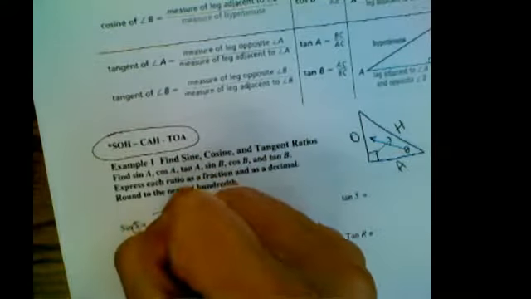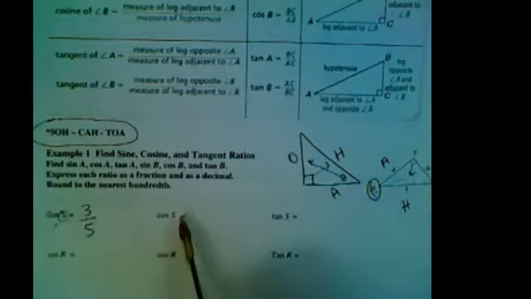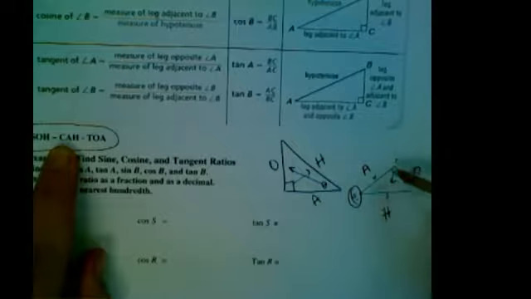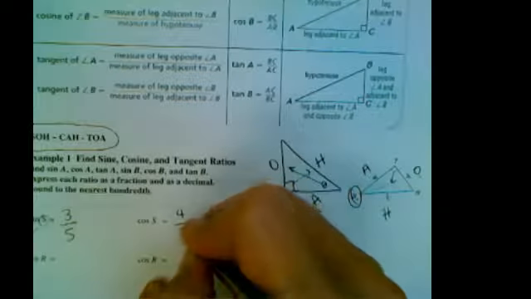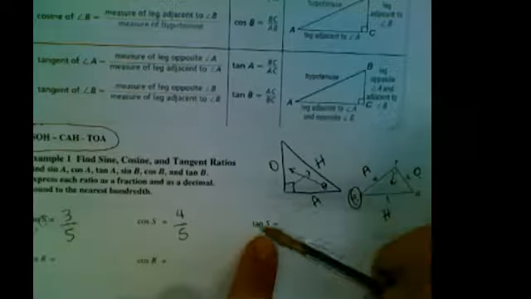So the sine of S is the opposite over the hypotenuse. So if I come back over here, the opposite was 3 and the hypotenuse is 5. So that fraction is 3 over 5. Okay? If I do the cosine of S, if I look up here, cosine is the adjacent over the hypotenuse. So I come over here, the adjacent is 4, the hypotenuse is 5, so that is 4 over 5. The tangent of S is opposite over adjacent, so the opposite is 3, and the adjacent is 4.